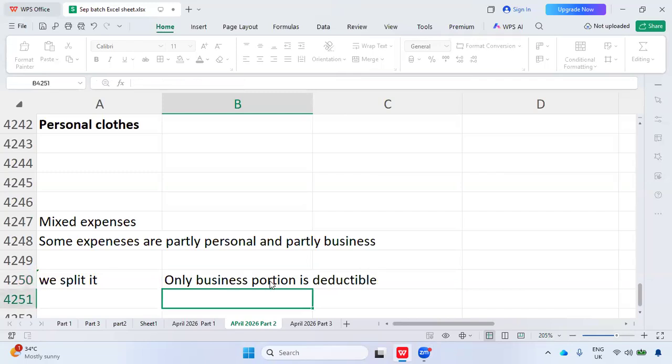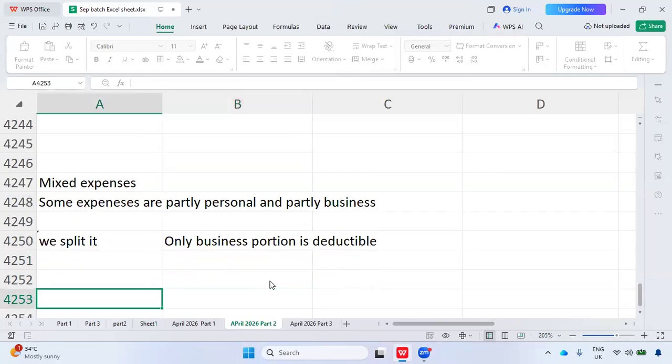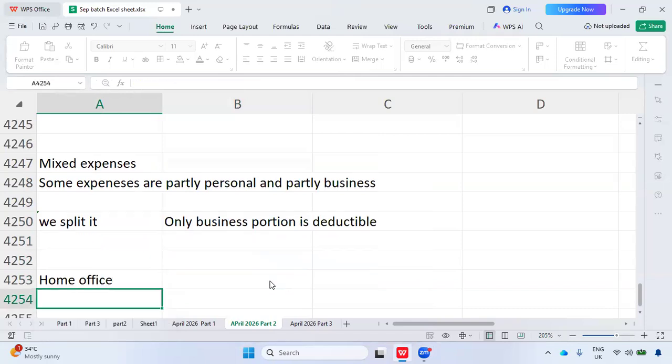So how can we come to know? Generally, if it is mixed expenses, we have some categories, and based on these we can claim. Let's say home office expenses. This is the best example for mixed expenses. Home office, we will discuss again. We have a separate form for this, 8829.